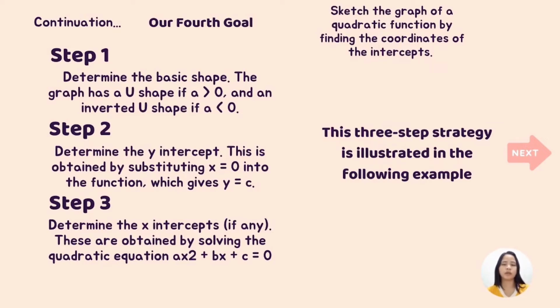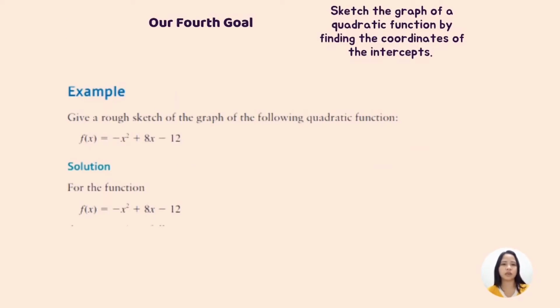So let's have an example. f(x) equals −x² + 8x − 12. Step 1, the coefficient of x² is −1, which is negative, so the graph is a sad parabola or an inverted U shape. Step 2, the constant term is −12, so the graph crosses the vertical axis at y = −12. Step 3, for the quadratic equation −x² + 8x − 12 = 0, a = −1, b = 8, and c = −12.